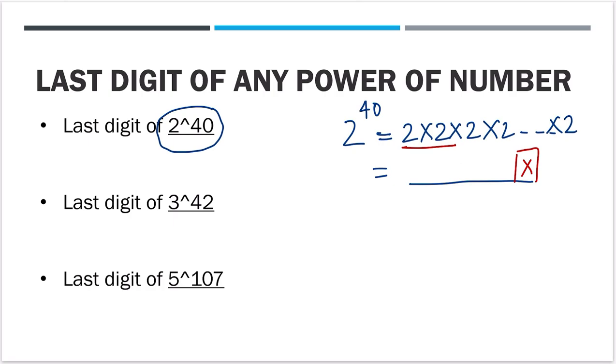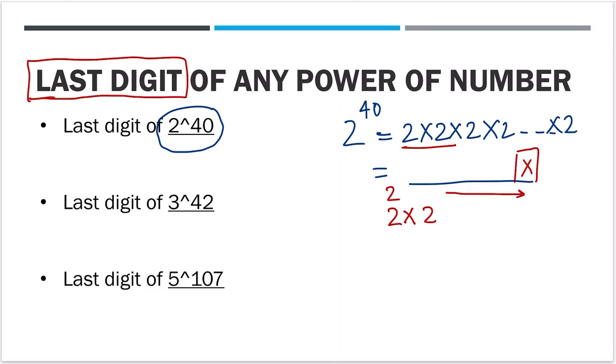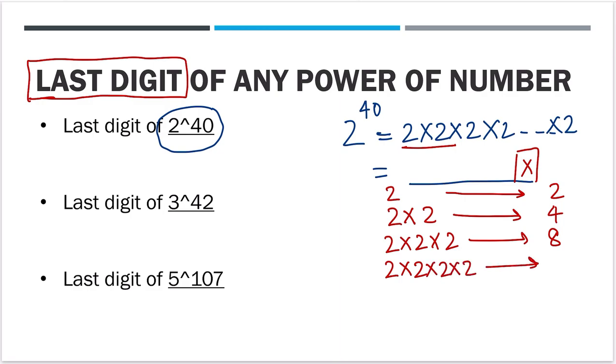Whenever there is a question in the exam, they ask you last digit of any power, like 2 raised to power 40. The question is, give me the last digit of 2 raised to power 40. What are we going to do? So let's see. Suppose let's start with 2. If only 2 raised to power 1 is there, that is 2. The last digit will be 2. 2 into 2 is 4. What is the last digit? 4. Multiply 2 three times, 2 into 2 into 2. The last digit is 8. Multiply 2 four times. The last digit is of 16, that means 6.